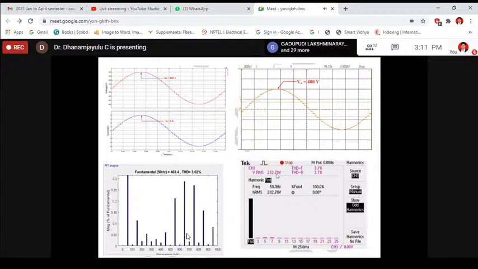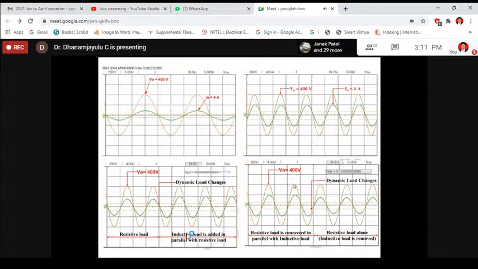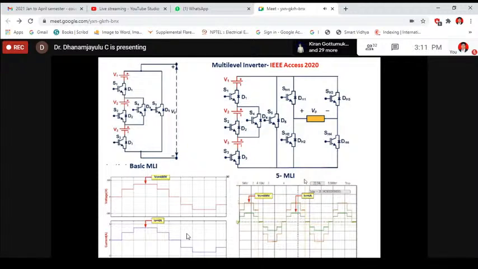Again, I have tested with linear load, non-linear load, lagging power factor to unity power factor, and unity power factor to lagging power factor. As I said here, the proposed inverter is well stable during dynamic load changes. So this is another one. I have proposed this and it is also published in IEEE Access, and this is a recently accepted one.